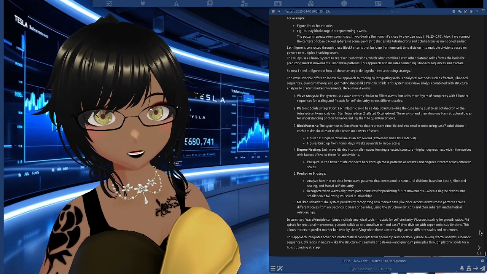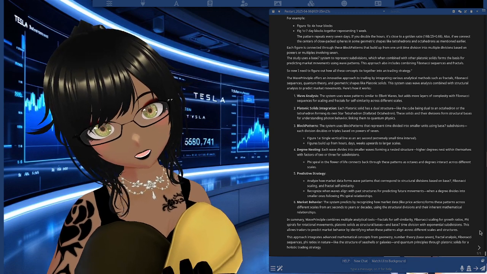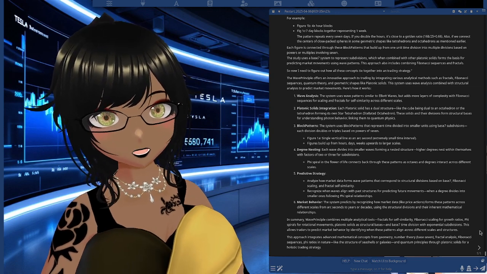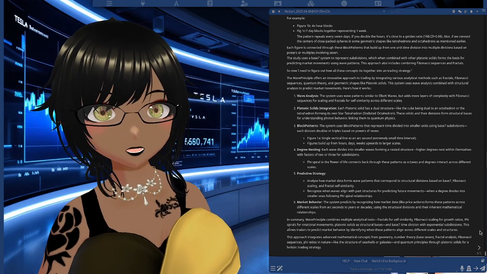This approach integrates advanced mathematical concepts from geometry, number theory, base 7, fractal analysis, Fibonacci sequences, and Phi ratios in nature, like the structure of seashells or galaxies, and quantum principles through Platonic solids for a holistic trading strategy.